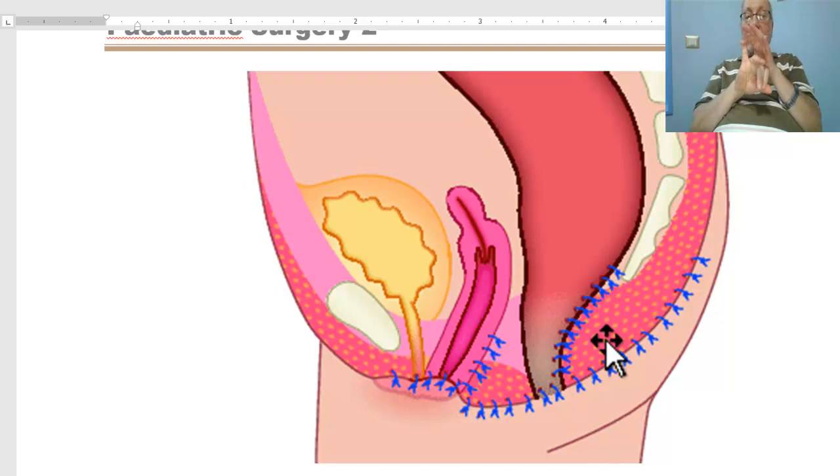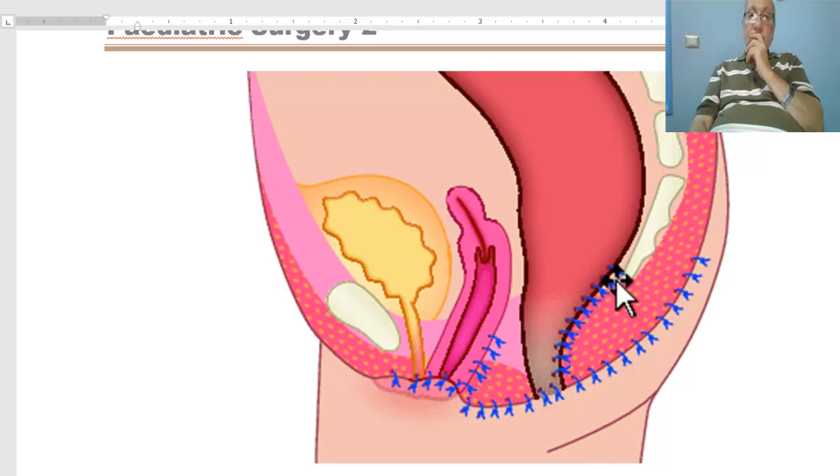Therefore, first colostomy, then reconstruction. Colostomy, after 6 weeks reconstruction, then after 2 to 3 months closure of the colostomy. The reconstruction is called posterior sagittal anorectoplasty.